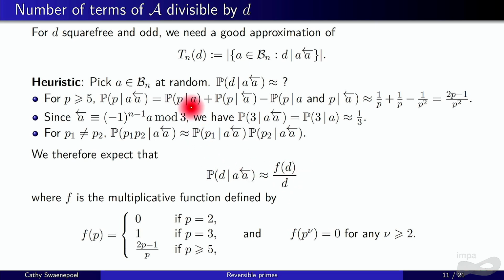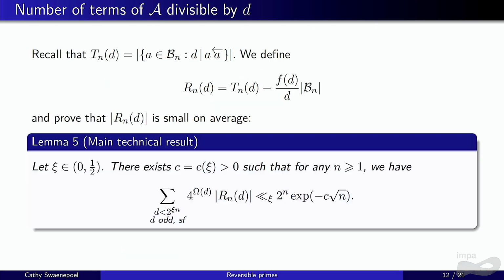So we expect Tn of d to be about the cardinality of the set Bn times this. In other words, we expect that this difference, denoted by Rn of d, is small. And indeed, we can prove that it is small on average. So here is the precise statement. This is our main technical result.